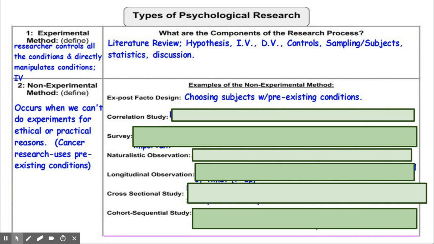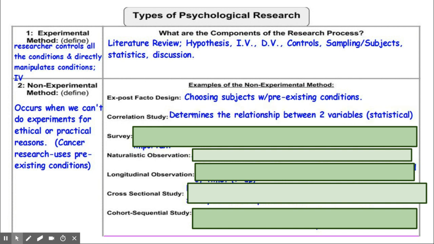Correlation studies. This typically determines a relationship between two variables. It's usually very statistical. The hypothesis might be that if a student is gaming, then their grades will be lower. Or the amount of time a person games may impact lower grades.